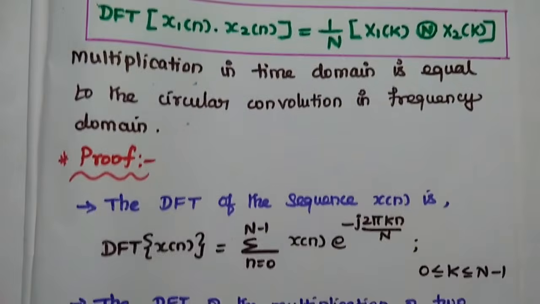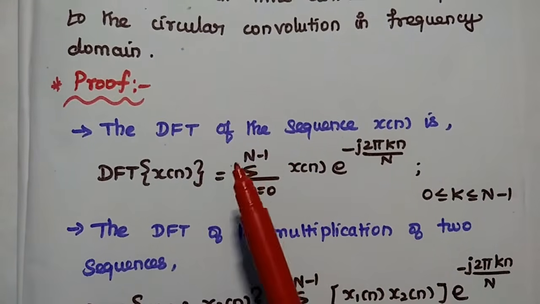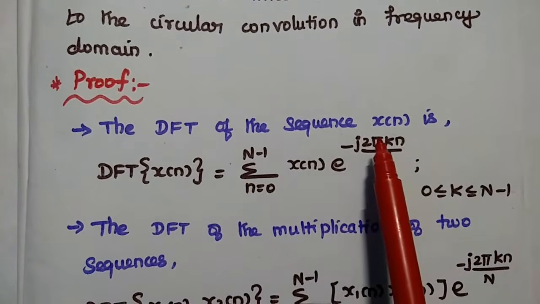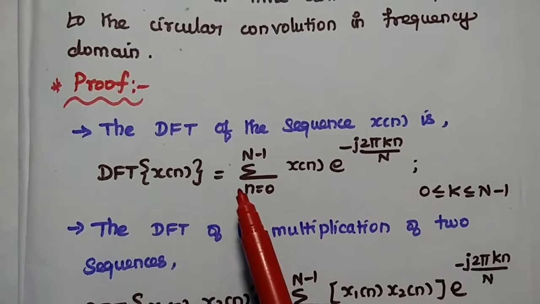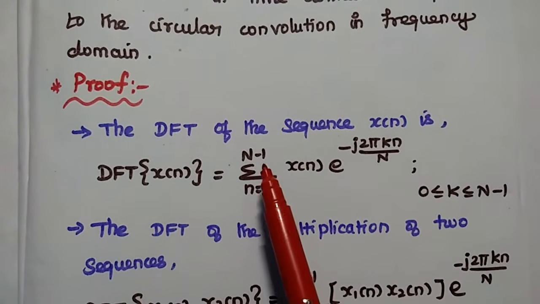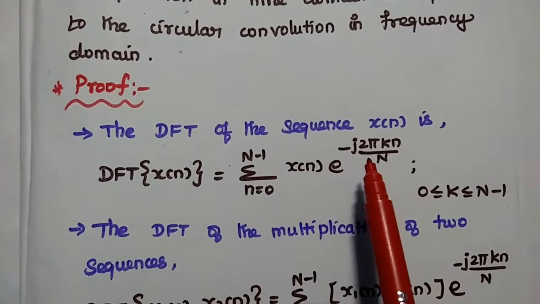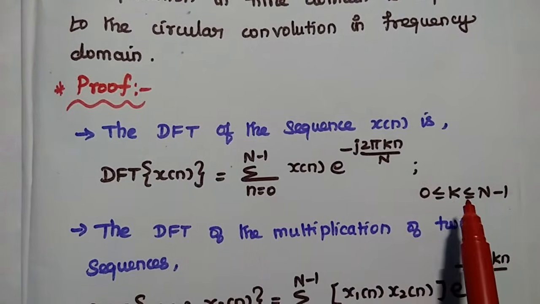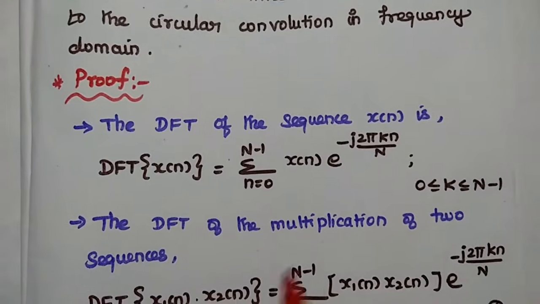Let's prove this property. First we have to write down the general formula of the discrete Fourier transform of a finite duration sequence x of n. DFT of x of n is equal to summation n is equal to 0 to N minus 1 x of n e power minus j 2 pi kn by N, where k varies from 0 to N minus 1.